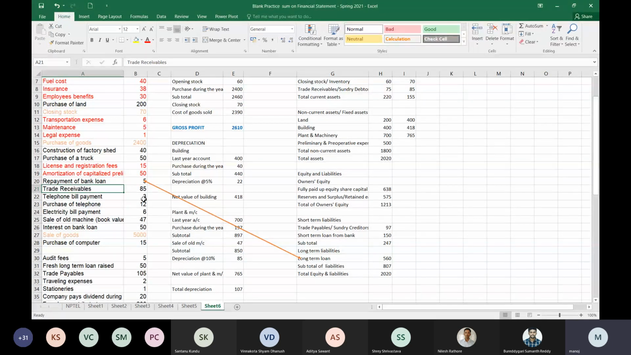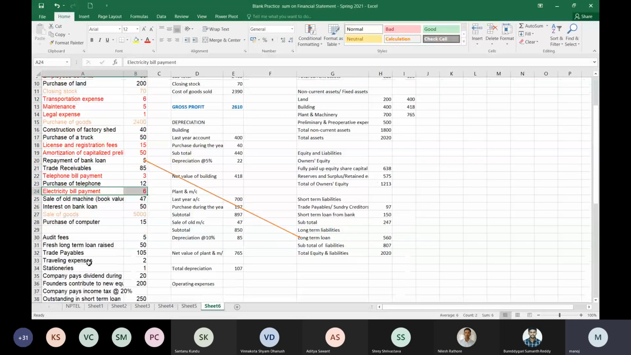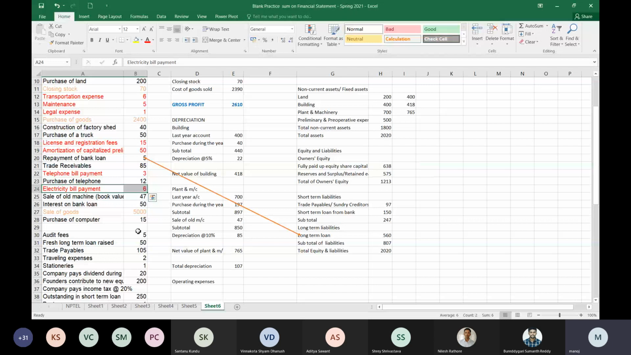So telephone bill payment, this is very much operating expense. Purchase of telephone is not. Electricity bill payment is very much operating expense. Sale of old machine has been considered here. Interest on bank loan comes after operating profit, so it's not here. Purchase of computer is a fixed asset and it has been considered while estimating depreciation. Audit fee is one of the operating expenses.